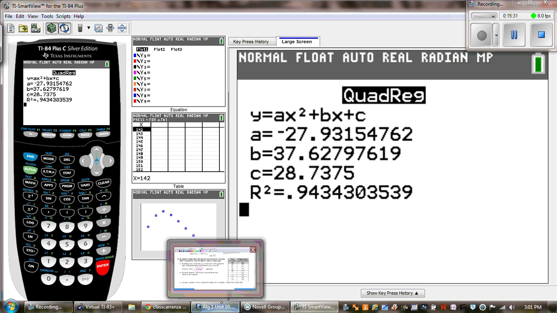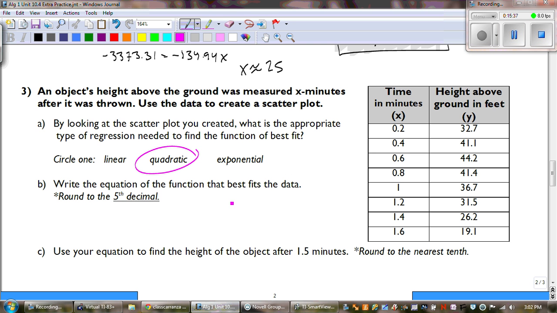Can you write the equation? And it says to round to the 5th decimal, okay? We always have to pay attention to what it asks us to round to. All right, so you should get that y equals negative 27.93155 x squared plus 37.62798 x plus 28.37375. Okay?